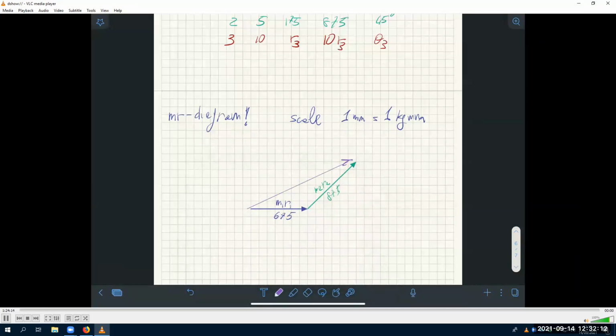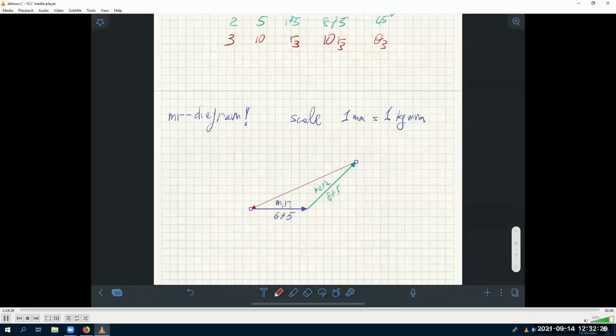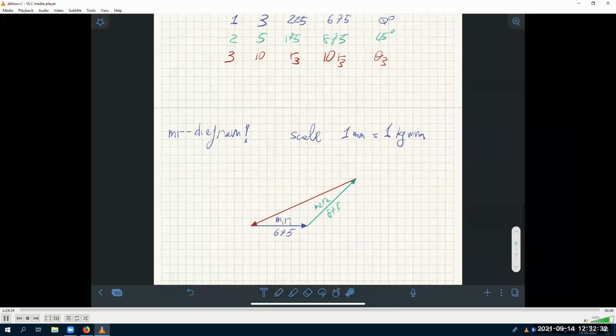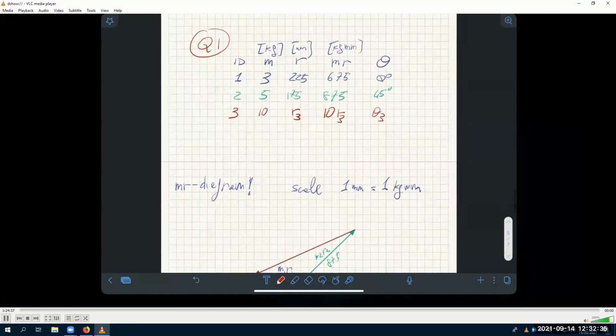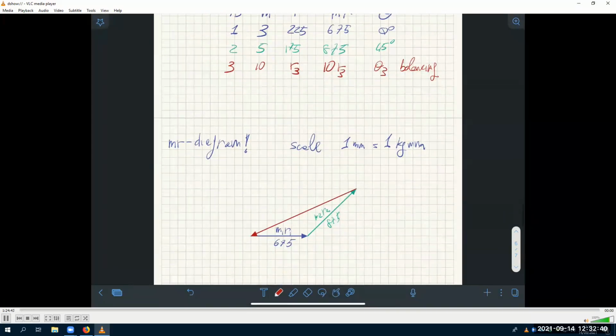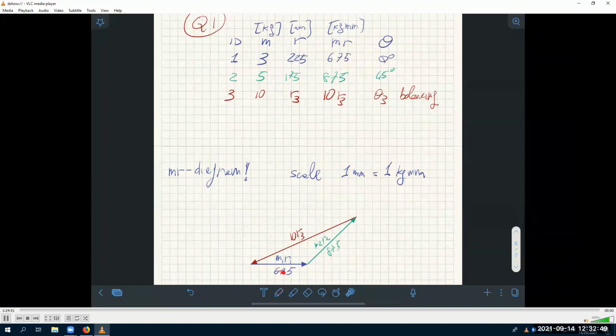How do we balance this? Well, we take the opposite of the unbalanced force and add it on, so you close the polygon. We can balance this with this vector. So this is the balancing vector. We know that this length is M3R3. Agreed? Because this blue one is 675, this green one is 875, so this red one is M3R3.